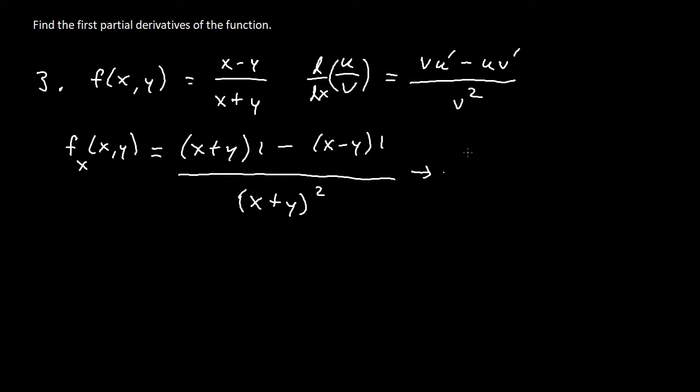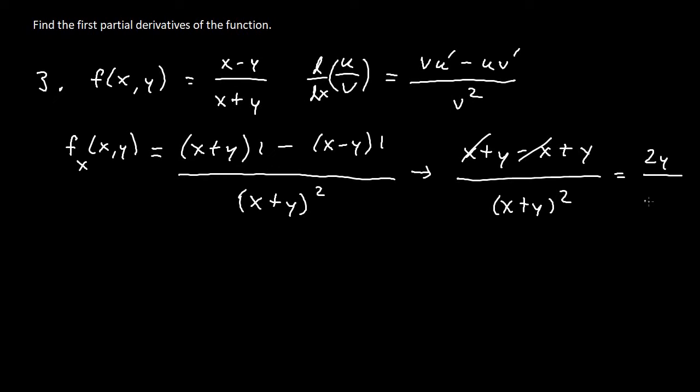So when I simplify, we'll get x plus y minus x plus y, if we distribute the negative, over x plus y squared. So notice the x's will cancel. So y plus y is 2y, so we'll get 2y over x plus y squared as the first partial derivative of f with respect to x.